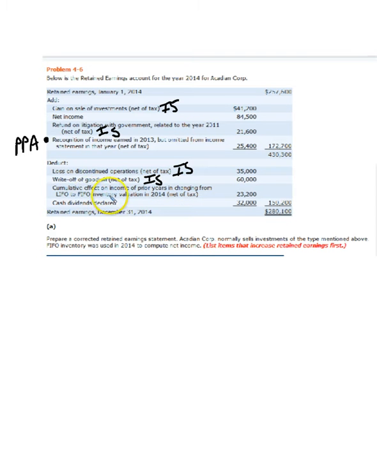Cumulative effect on the income of prior years from changing from LIFO to FIFO, that's a change in accounting principle. So that goes on retained earnings. So that's correct. That's a change in accounting principle, and that should go here on the retained earnings statement. And then also the cash dividend. So let's see, we're going to add in net income, this prior period adjustment. We'll subtract this change in accounting principle, and also should subtract the cash dividend.